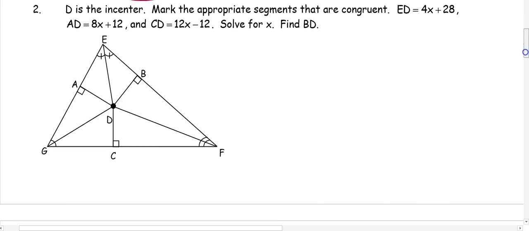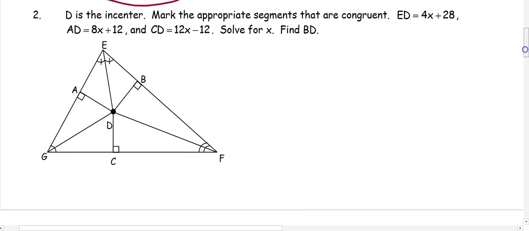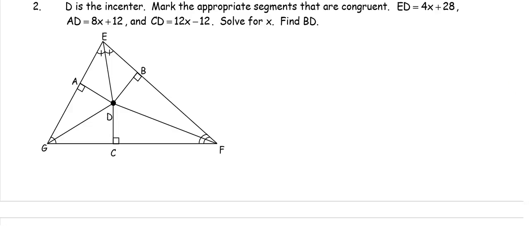Number 2, D is the incenter. So mark the appropriate segments that are congruent, and then we're going to solve for x. So in an incenter, remember that your circle is drawn inside the triangle. So we have our circle inside the triangle. It's equidistant from the sides. So in this case, that means that AB, AD, BD, and CD are going to be congruent to each other.